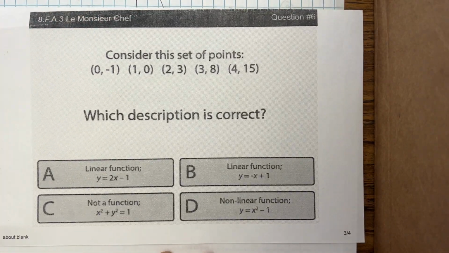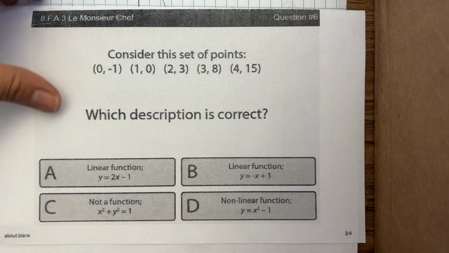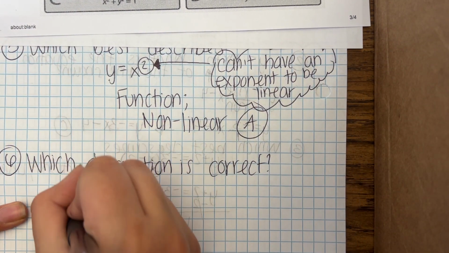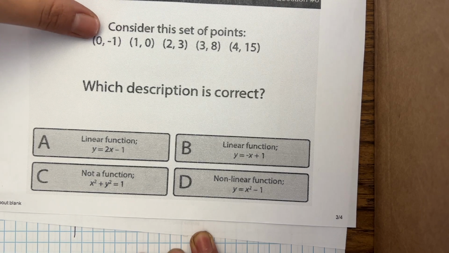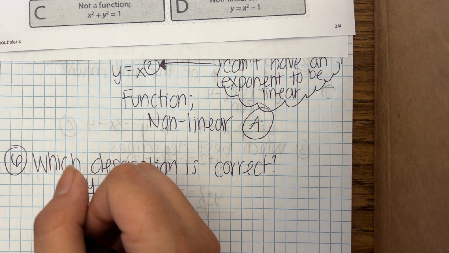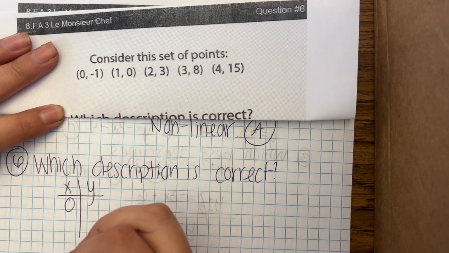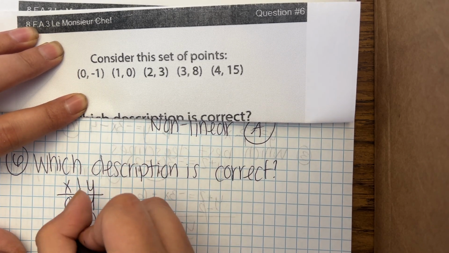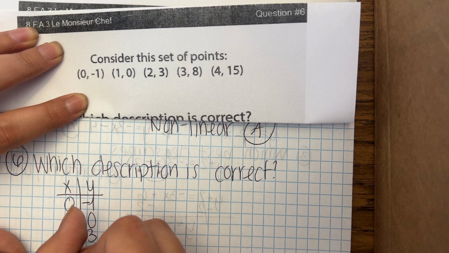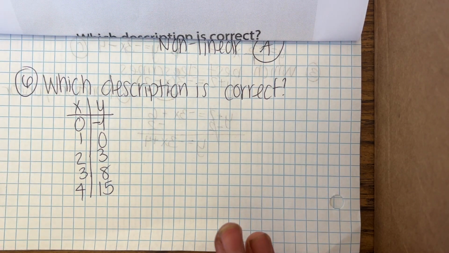So you guys might think, what the hey is this, right? ¿Qué es esto? But you guys have seen this in another form. You guys have seen it in a table form. So I want you to create a table, X and Y. When we have points, the first number is always X and the next number is always Y. So the first one for X is 0. The next one, for the Y, is -1. Then 1, 0, 2, 3, 3, 8, 4, 15. Okay? So we have that right there.